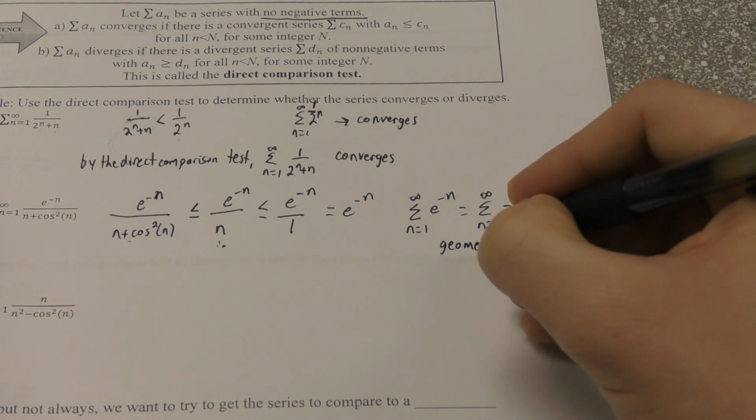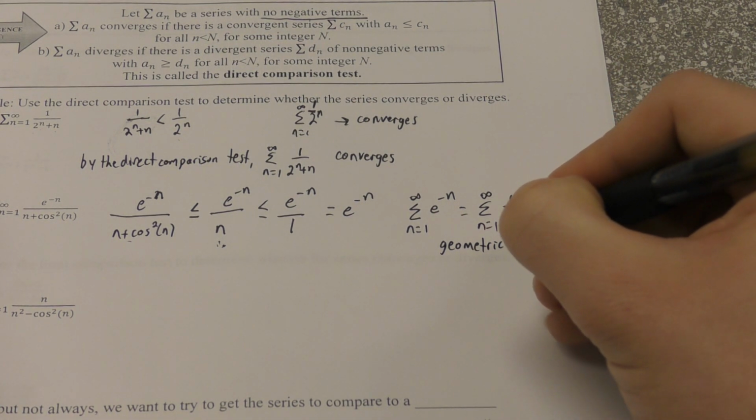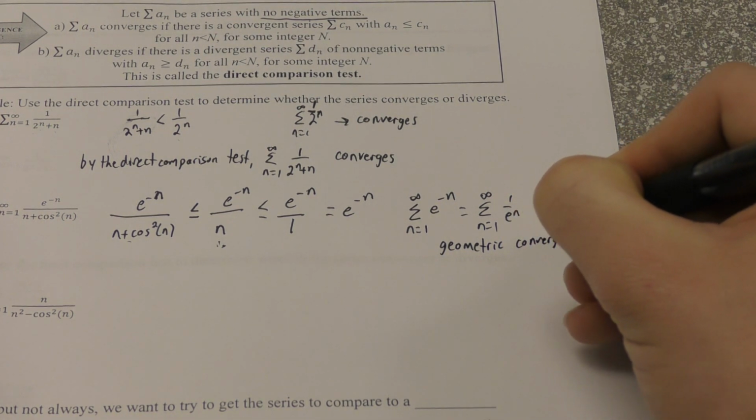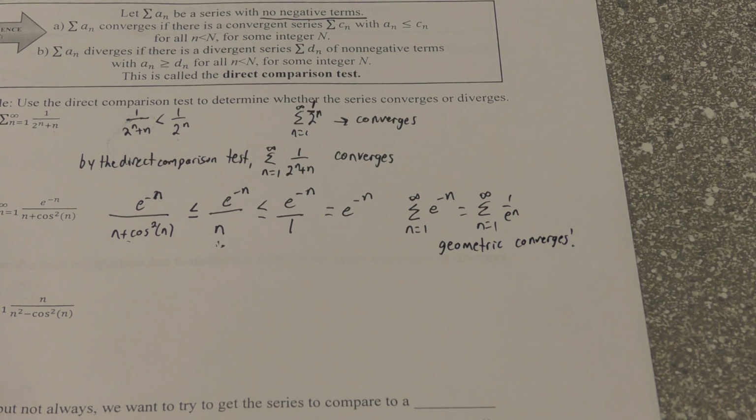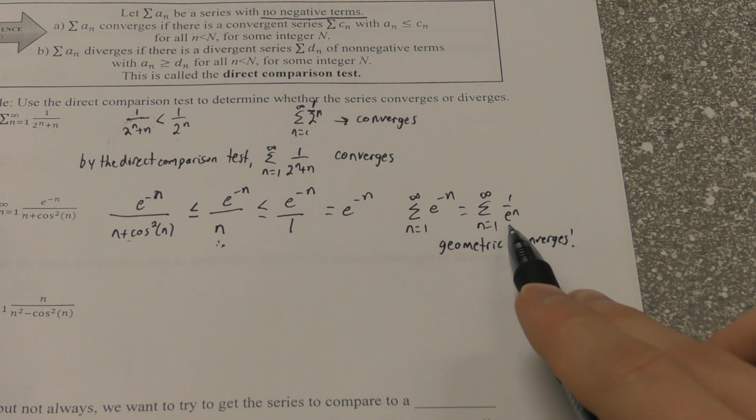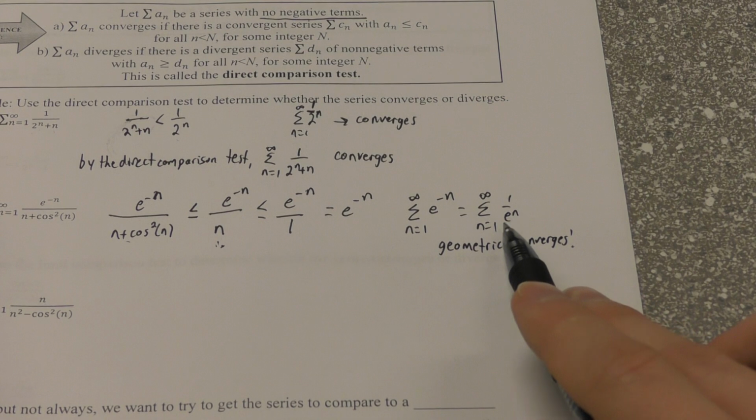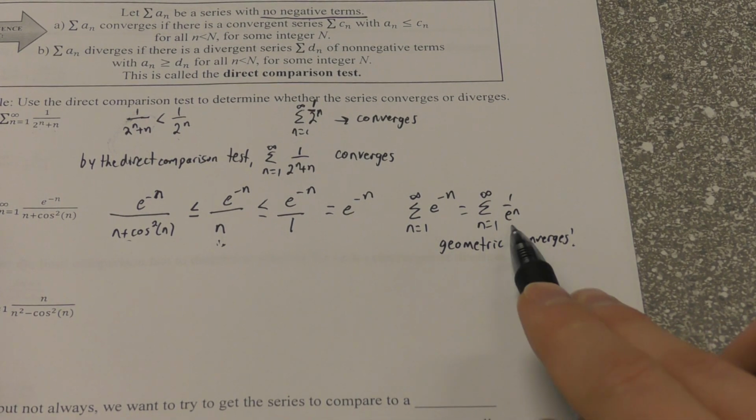Right? That's going to be geometric. And it converges because 1 over e as my ratio, that's my r, is between -1 and 1. The absolute value of 1 over e is less than 1. So this is a geometric series that converges, okay?